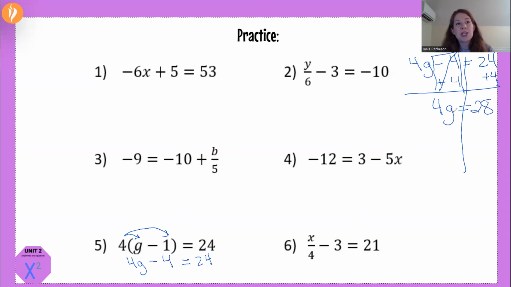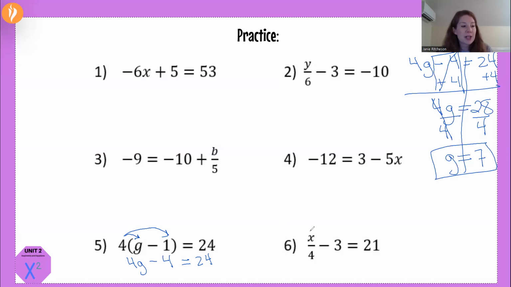Now, what's happening to g is being multiplied by 4. What is the opposite of that? The opposite is dividing by 4. Do everything twice. 4 divided by 4 is 1. 1 times g is g. And 28 divided by 4 is 7. 7 is the final answer.